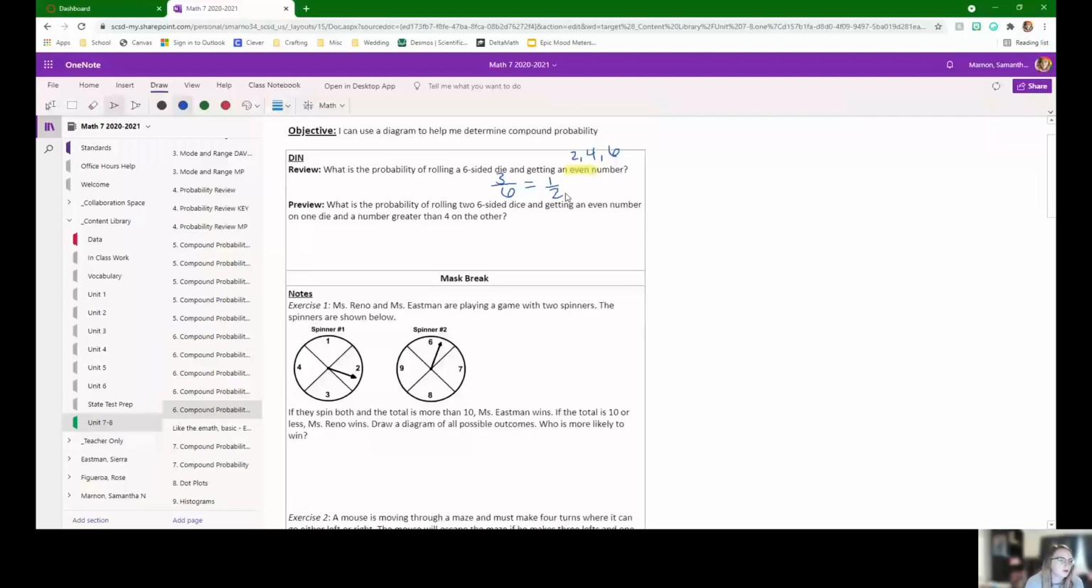So for our preview question, what is the probability of rolling 2 six-sided dice and getting an even number on one, and then a number bigger than 4 on the other? Pause this video. You might want to draw a tree diagram or a table to help you.